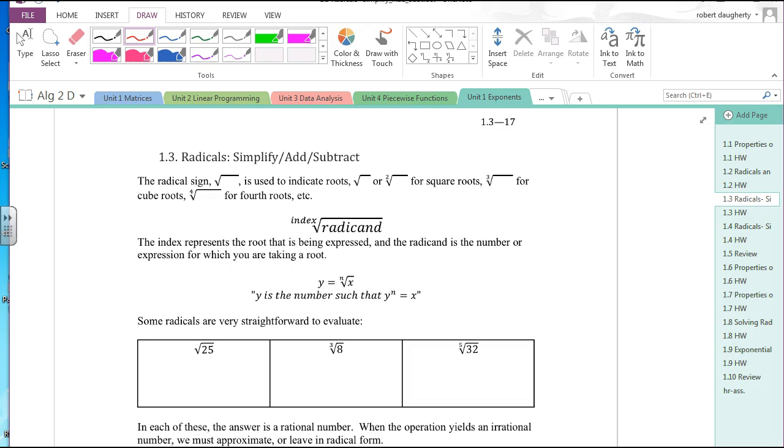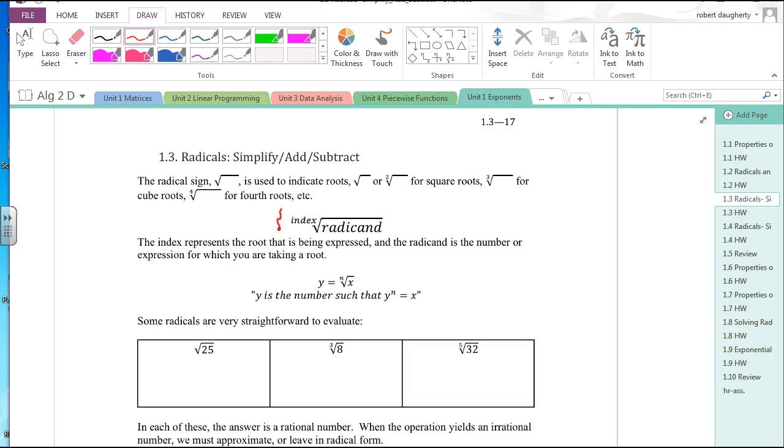This number up here is your index, and this is your radicand. I don't test over this kind of stuff, so I'm not going to test you on what's the radicand, what's the index. This is just sort of for your knowledge, and I don't think we typically use that word radicand, but that's what that is.